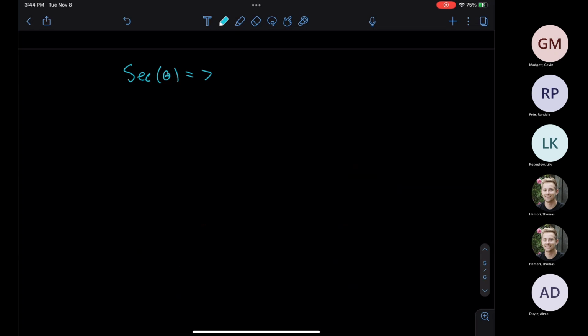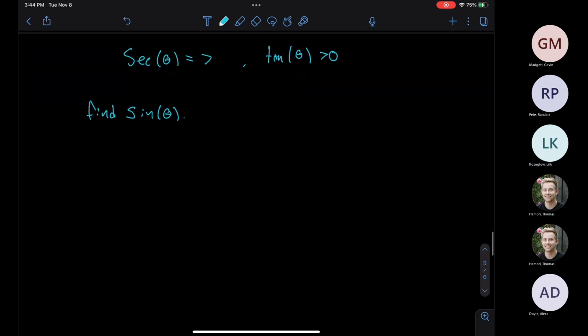Secant theta is equal to 7. Tan of theta is larger than 0. Find sine of theta. This is what they tell us to do. Find sine of theta. Okay, so here's what we need to do. This was one of the ones where we used x and y. I just realized, but I think it would still be helpful to do it. Okay, well, we'll do this one. If you think of the other one, then we can do that too.